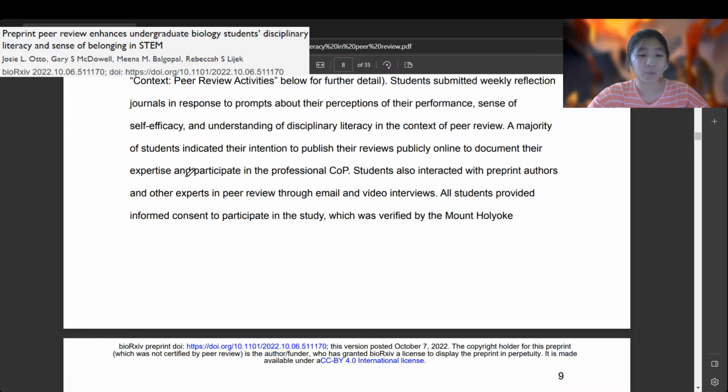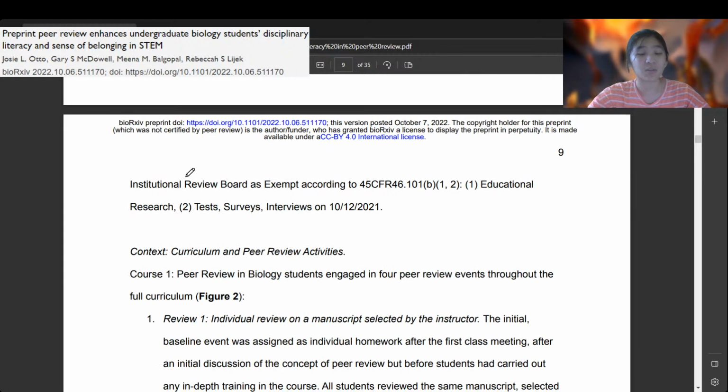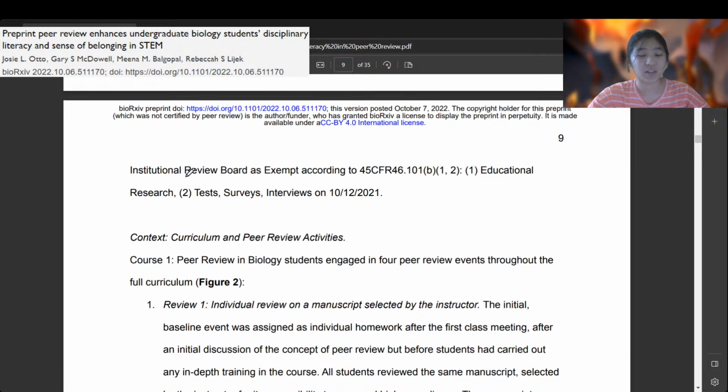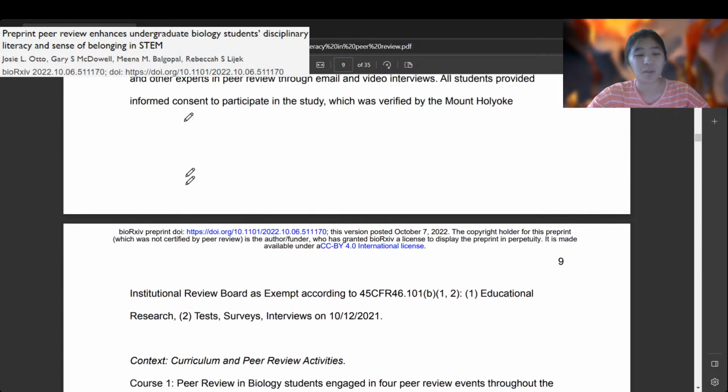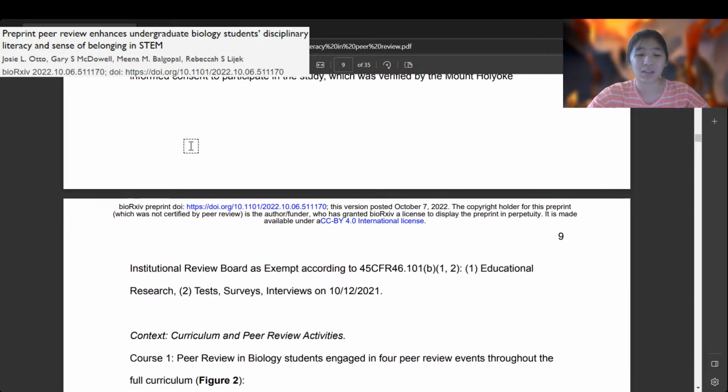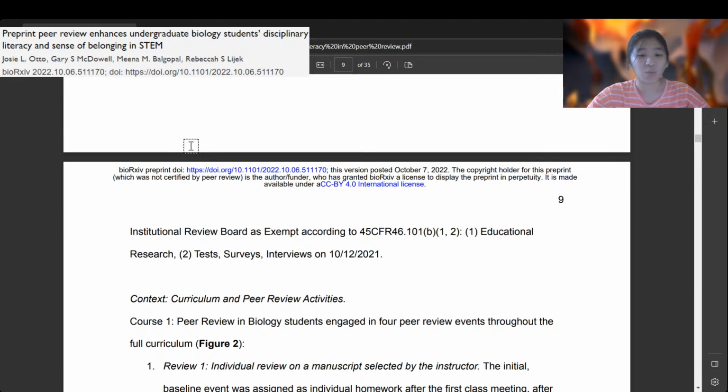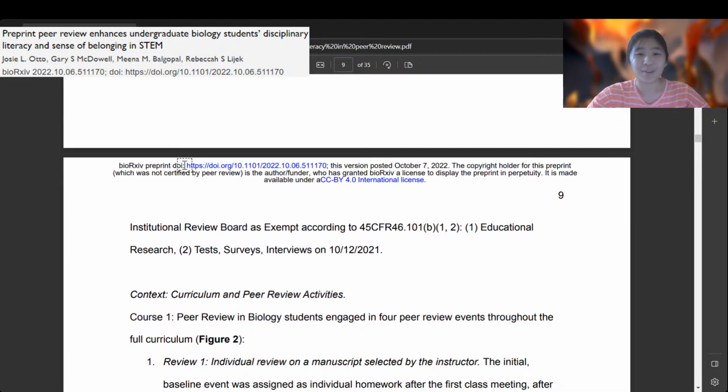All students provided informed consent to participate in the study, which was verified by the Mount Holyoke Institutional Review Board as exempt, according to 45 CFR 46.101(b), educational research and test surveys, interviews on October 12, 2021. So as any good research study does, generally you have to get consent from your test subject so that they know what they're being involved in. You don't want to do test experiments on unsuspecting, poor unsuspecting people on the street.